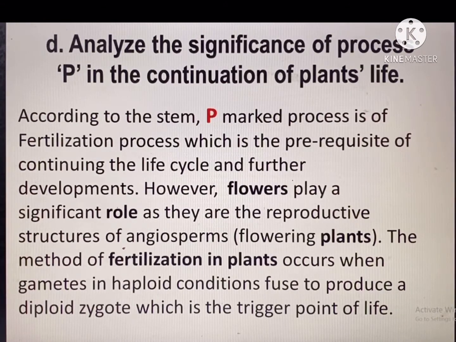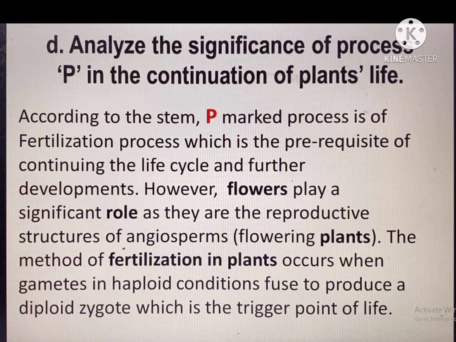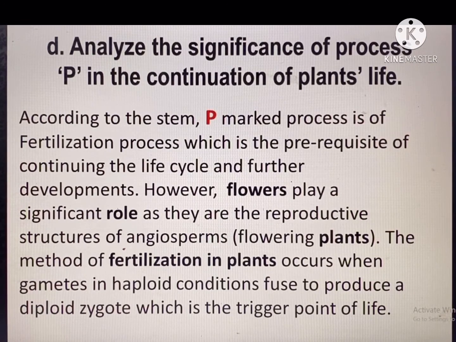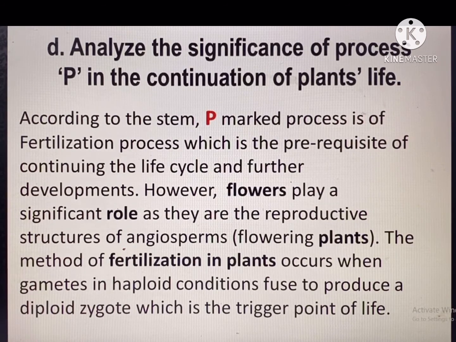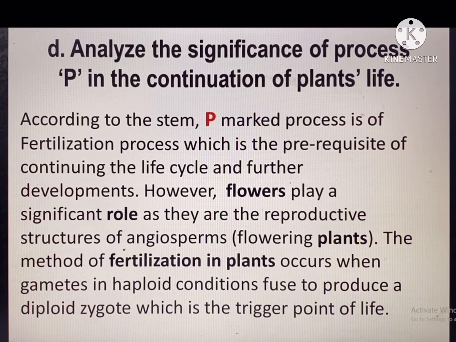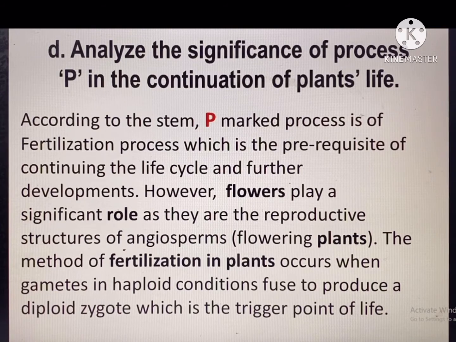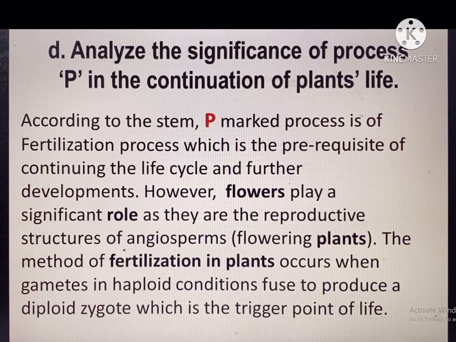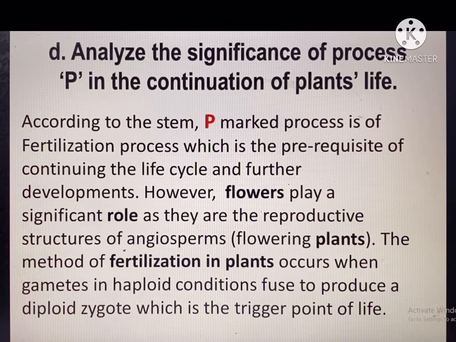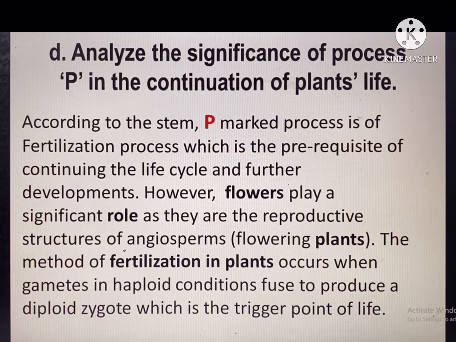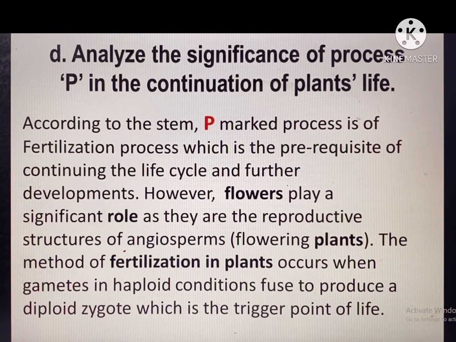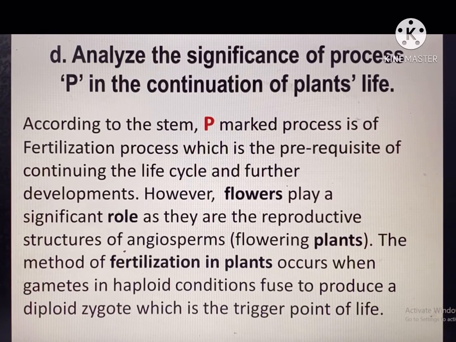At first, we may start with: according to the stem, the P marked process is the fertilization process, which is the prerequisite of continuing the life cycle and further developments. However, flowers play a significant role as they are the reproductive structures of angiosperms, that means the flowering plants. The method of fertilization in plants occurs when gametes in haploid condition fuse to produce a diploid zygote, which is the trigger point of life. That's how you can finish up the first segment. There are 4 segments, right?